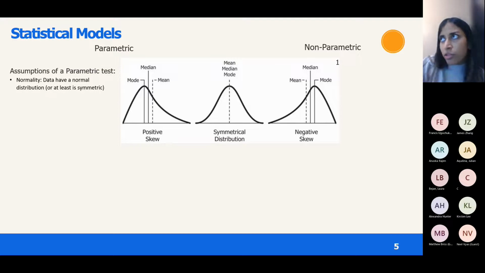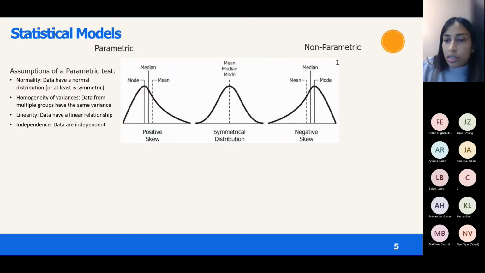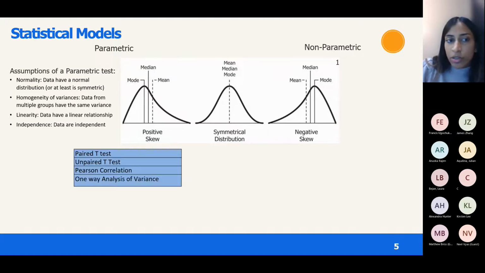So I mentioned that an assumption of a parametric test is that it's around a normal distribution, basically symmetrical. Another thing is that the data is homogeneous in that the data from multiple groups vary the same amount. And linearity, which is that the data have a linear relationship. Independence means that the data are not related to each other, they're independent from each other.